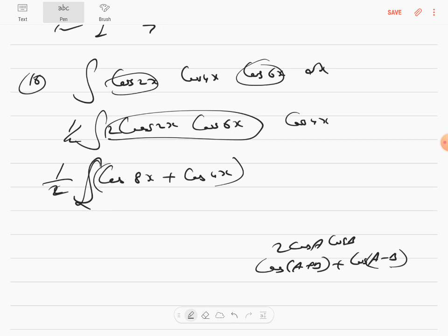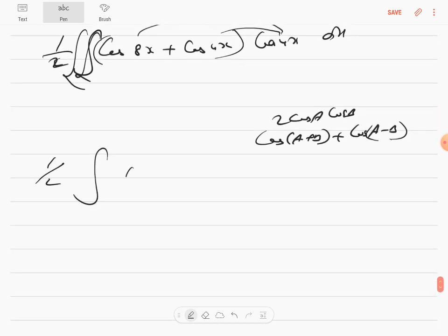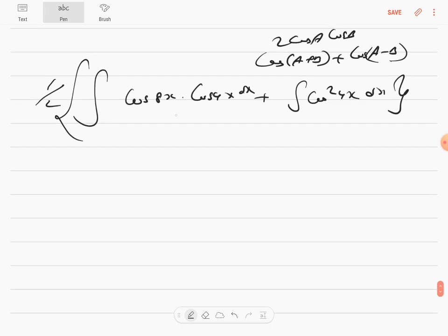Integration has not been done, and there is a cos 4x here. So you have to take the cos 4x inside. So it will become 1 by 2 into integration of cos 8x into cos 4x plus integration of cos square 4x into dx. So how do we integrate? Now 1 by 2 is common for everything, because at first you have taken 1 by 2 common. Now in this term you have to multiply and divide by 2. This is again 2 cos a cos b.